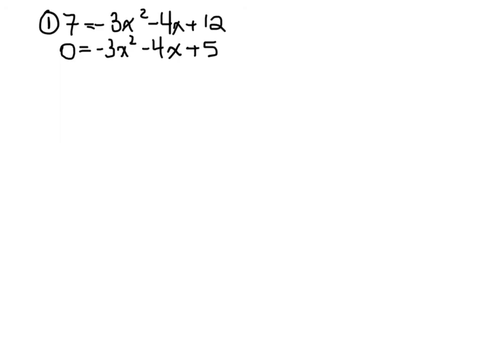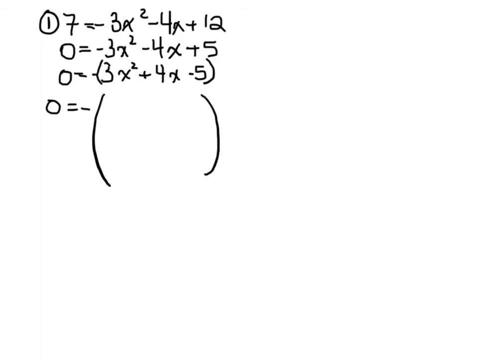When we're factoring, we're going to common factor out the negative. So I have minus 3, in brackets, x squared plus 4x minus 5. And now I'm going to put that into my chart to see if I can factor it. So I have my negative there, so I have 3x squared here, and I have minus 5.